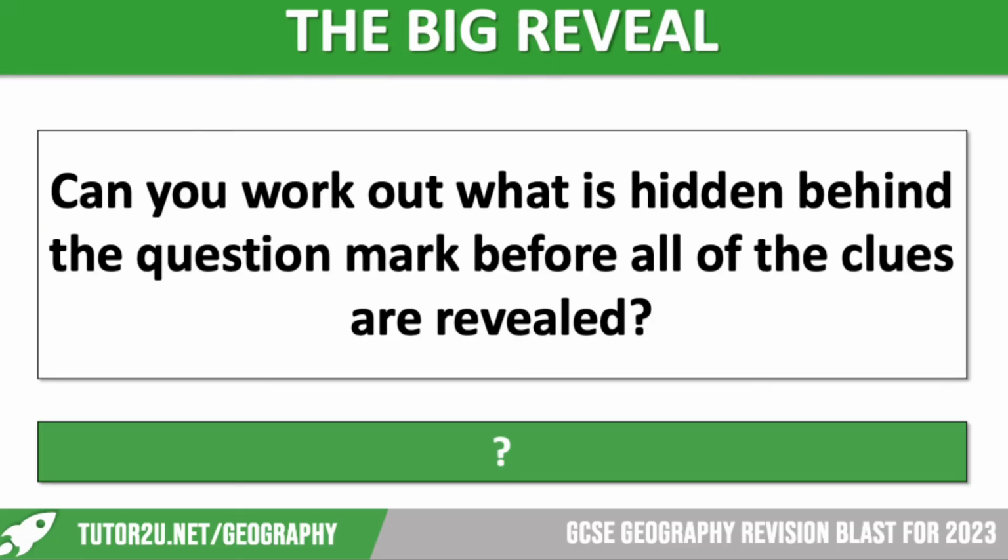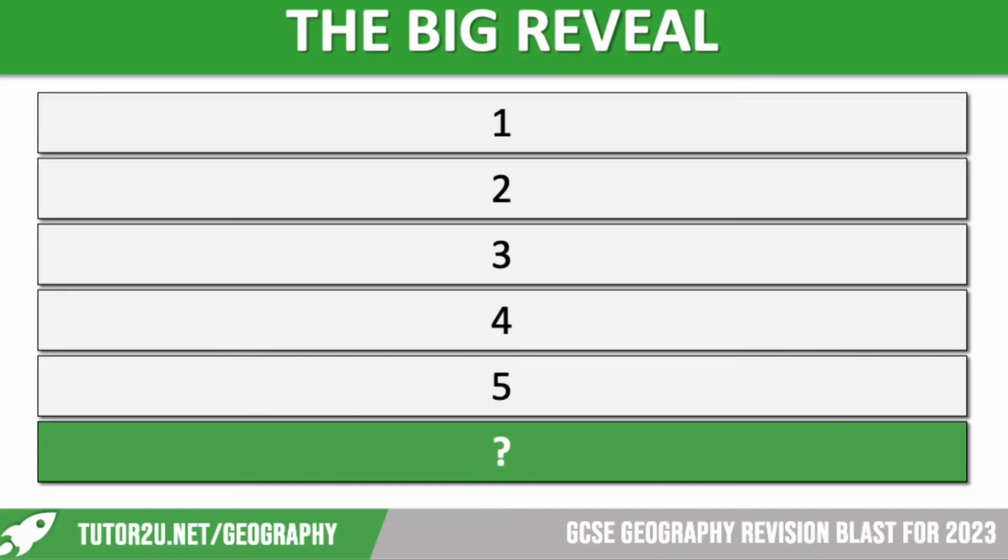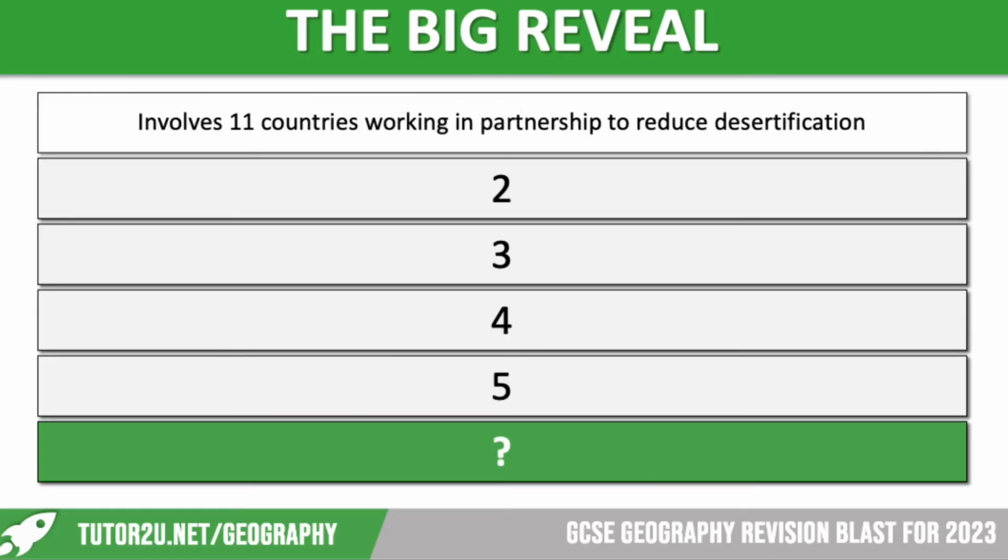Okay, we're going to do a big reveal activity. So can you work out what is hidden behind the question mark before all of the clues are revealed? Let's have a look. So clue number 1, it involves 11 countries working in partnership to reduce desertification.